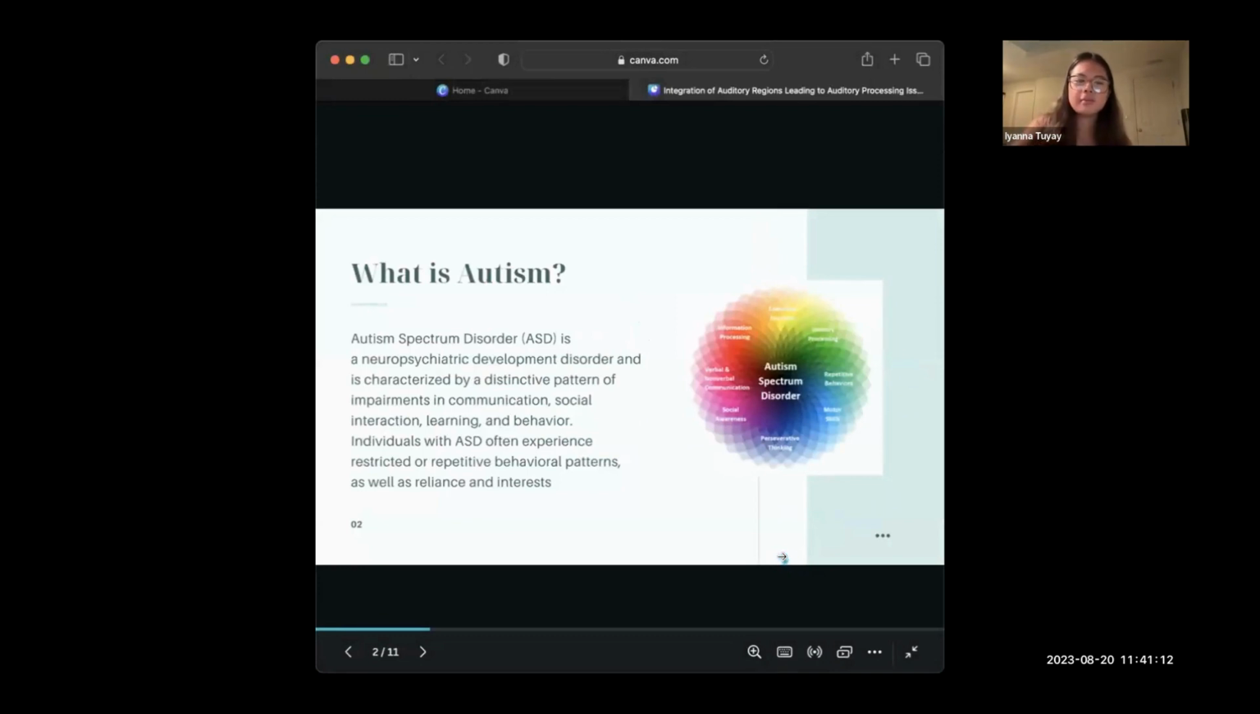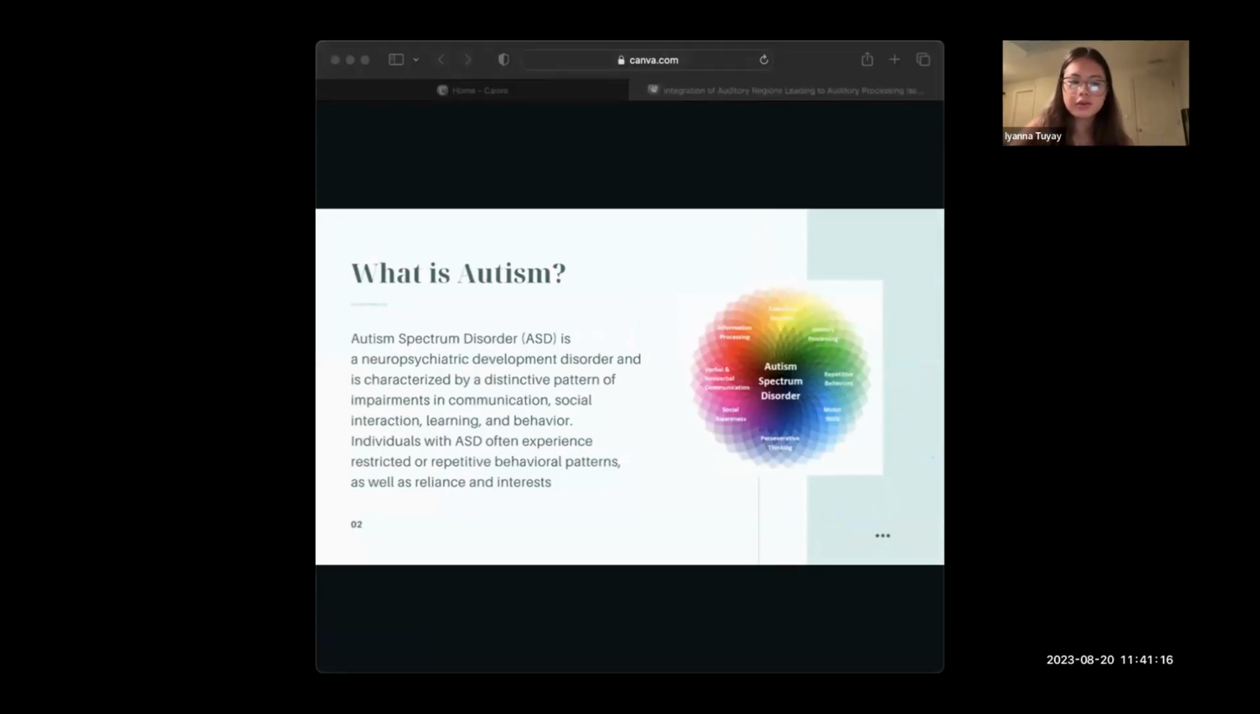What is autism? Autism spectrum disorder is a neuropsychiatric developmental disorder and is characterized by a distinctive pattern of impairments in communication, social interaction, learning, and behavior. Individuals with ASD often experience restricted or repetitive behavioral patterns as well as reliance and interest.